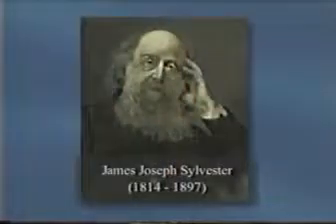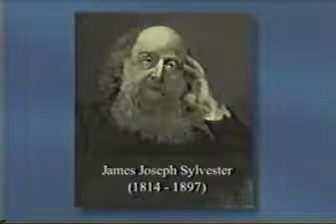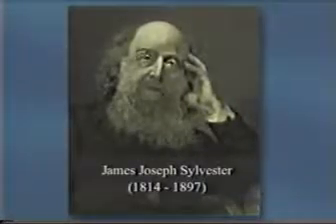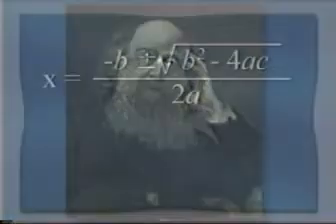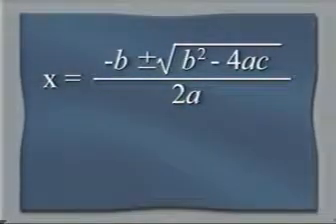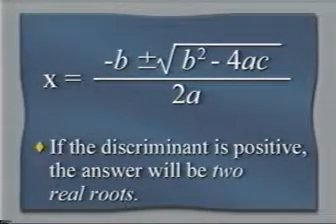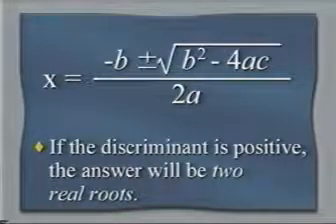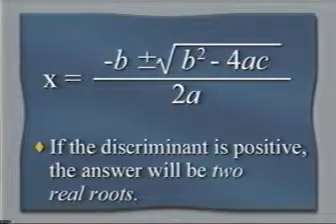Investigation of the quadratic solution continued throughout the 17th, 18th, and into the 19th centuries. In 1851, James Sylvester gave the name discriminant to the b squared minus 4ac. Looking at the quadratic formula, you will notice that the b squared minus 4ac, the discriminant, is inside the square root. If b squared minus 4ac is positive, then we have two real roots.